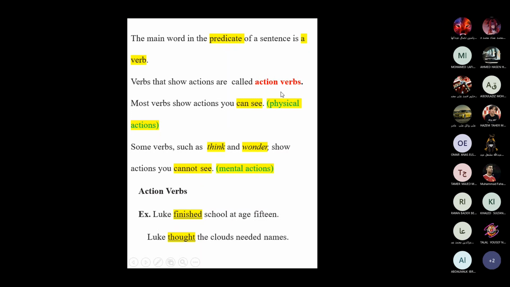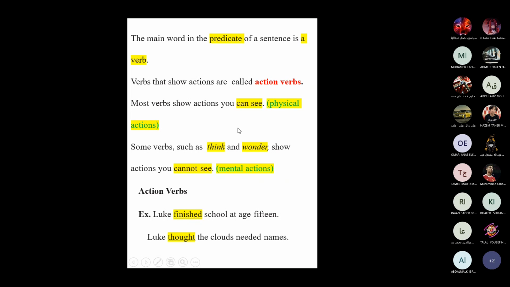But we have types, we have branches of action verbs. Two kinds of action verbs are there. Verbs that show action are called action verbs. What are the kinds of action verbs? We have two kinds: physical actions and mental actions. Physical actions are ones that we can see, such as eating, drinking, running, walking, talking. This is called physical action, where I can see the action. But mental action, we cannot see it. When you think, when you wonder, something is roaming around in your mind.